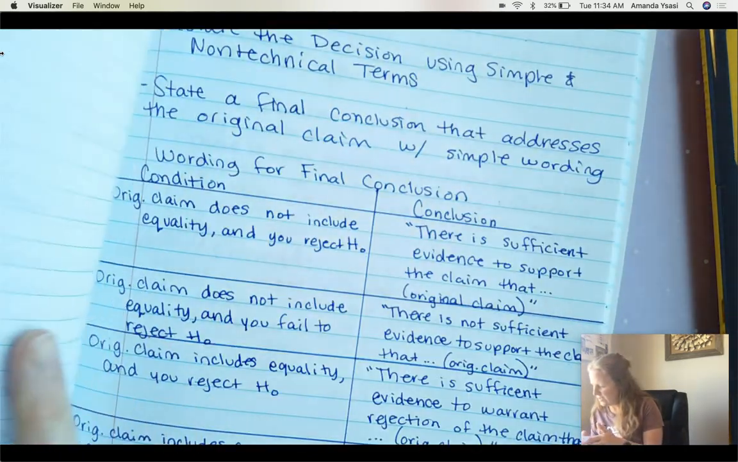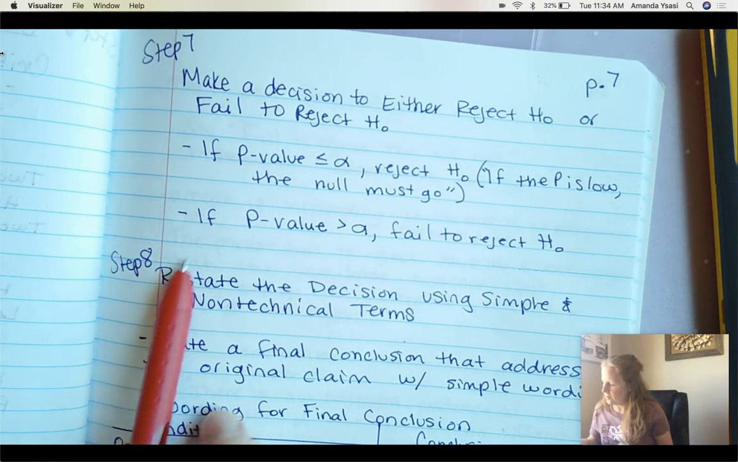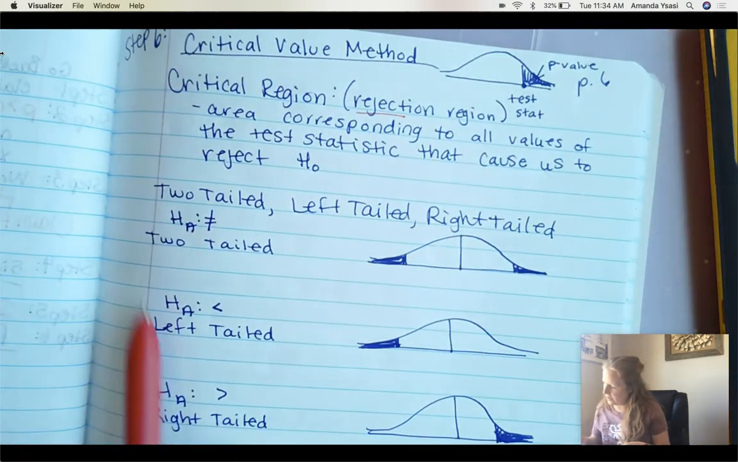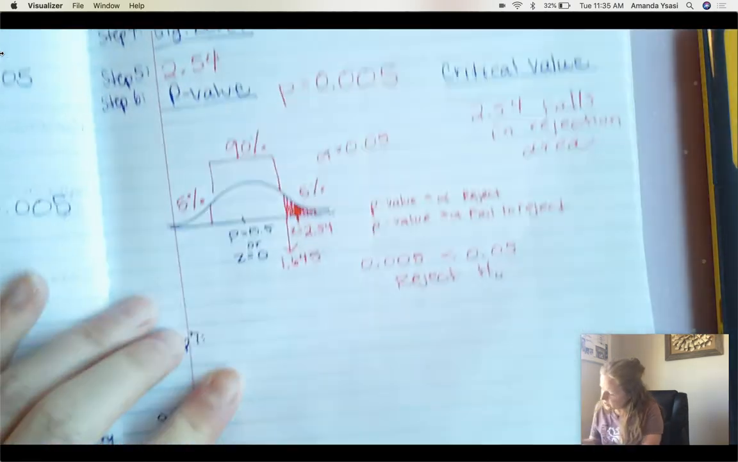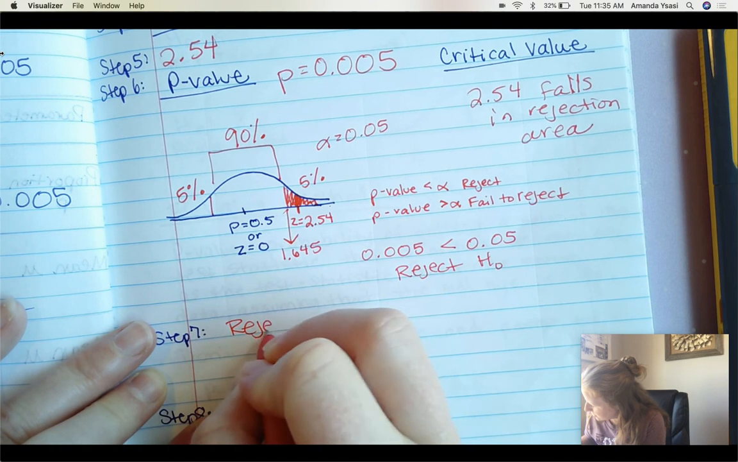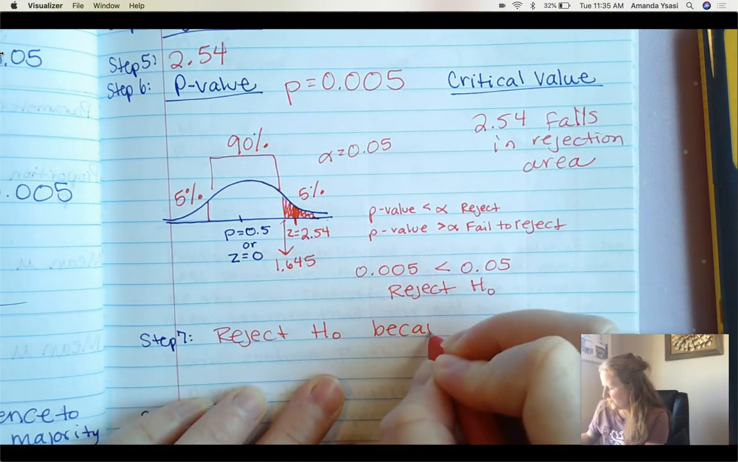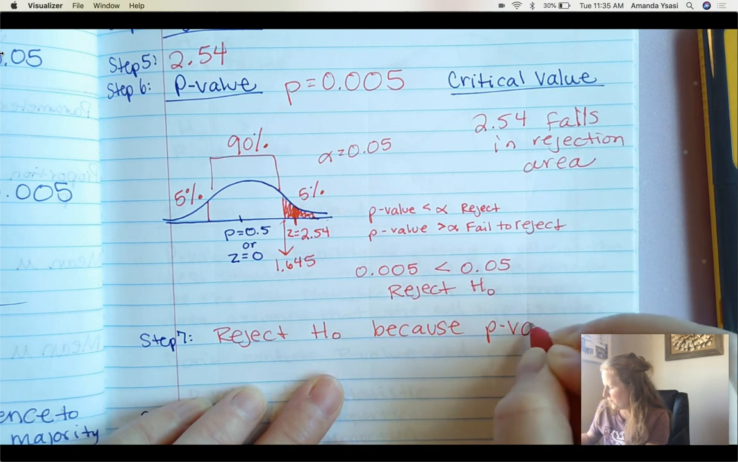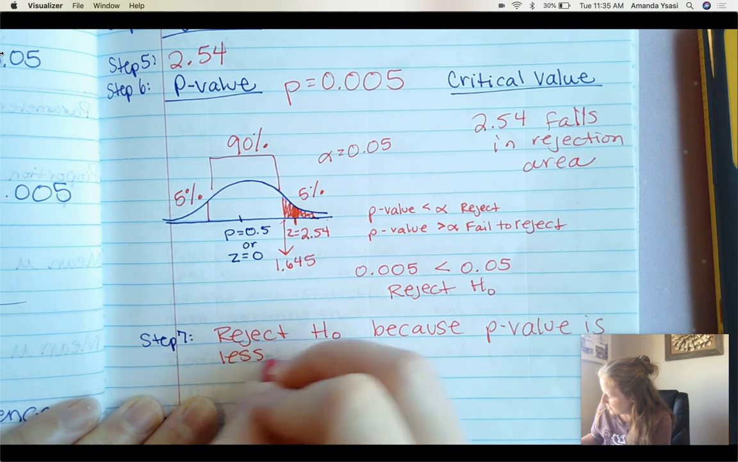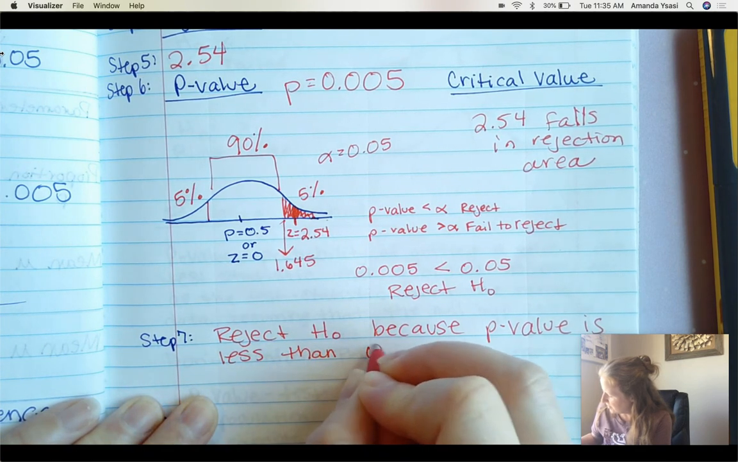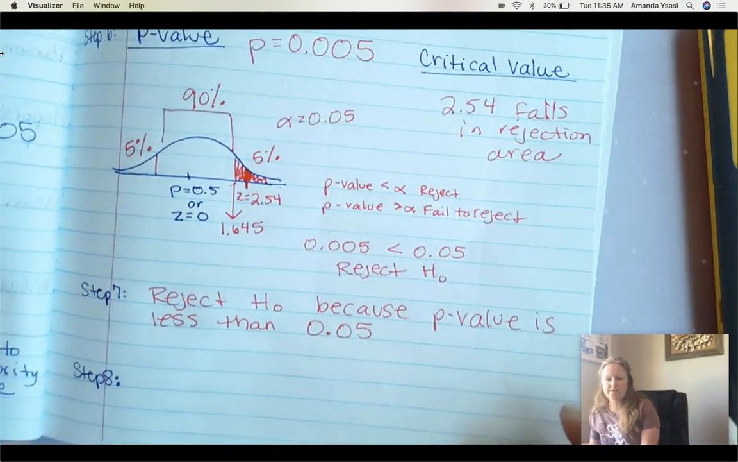So let's see. Same thing over here. It falls in that area, so that means we are going to reject. So here we are going to write reject null because p-value is less than 0.05. Okay, then step 8 is our last step.